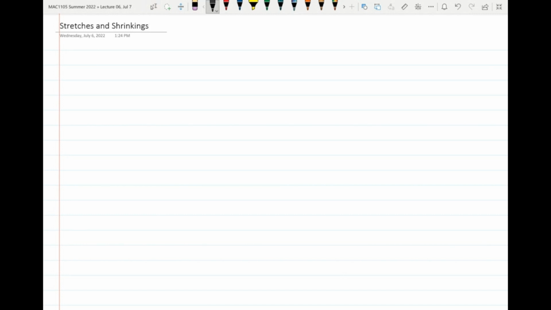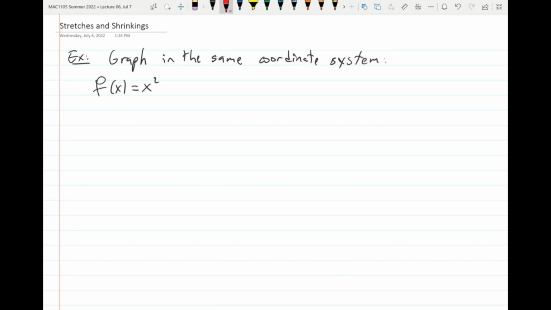So let's see. Let's go ahead and, as an example, just to see what's happening here, graph in the same coordinate system, in other words, in the same xy plane, the following functions. The function f of x equals x squared. Then let's graph the function g of x equals 1/2 x squared. And then let's graph the function h of x equals 2 times x squared. Let's see what happens, okay?